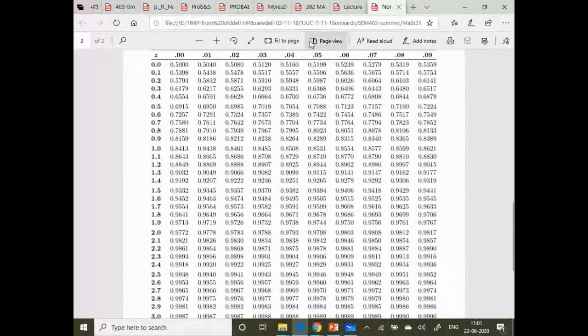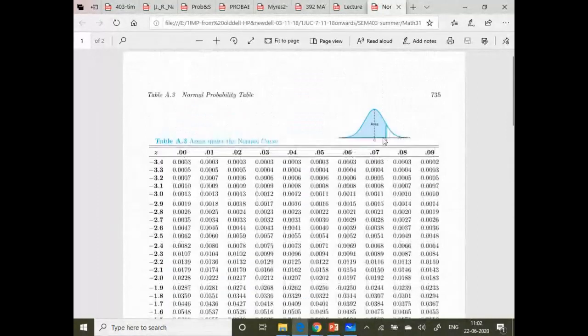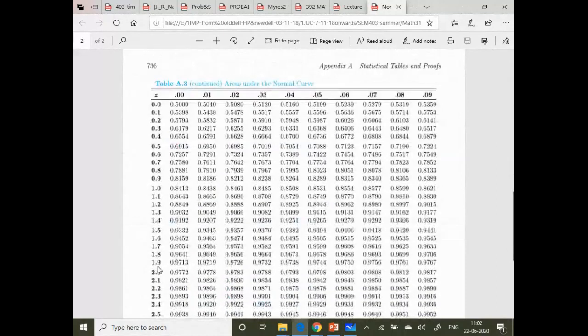Oh, this is 0.05. This is 0.06 here. 0.06 gives 0.9750. 1.9 plus 0.06 will give you 1.96, whose left value will be 0.9750. The table always gives the area to the left of the Z value, isn't it? Right, it should be calculated. So 1.96 gives 0.9750. Note down this one.